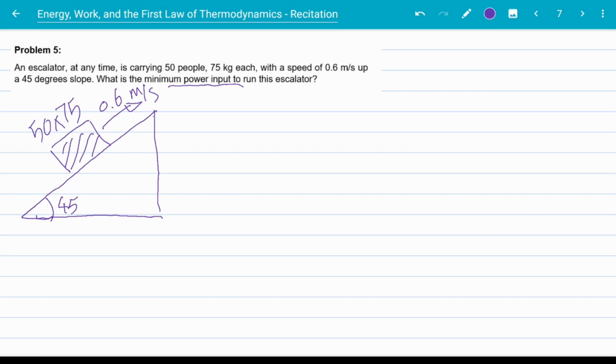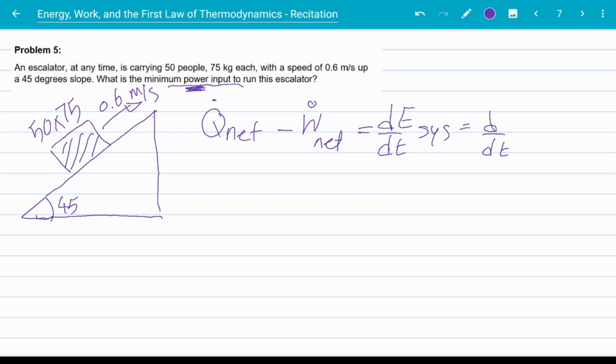What are the energy interactions involved in this problem? We know that the Q dot net, because we are dealing with power here, minus W dot net is d/dt of the energy of a system, right? What is the energy of a system? The energy of a system is its kinetic energy plus its potential energy plus its internal energy, right?